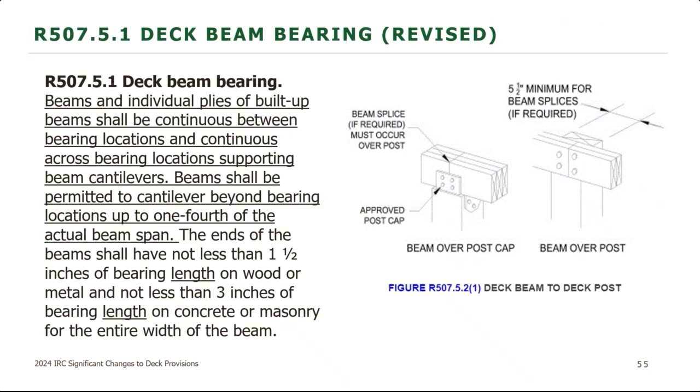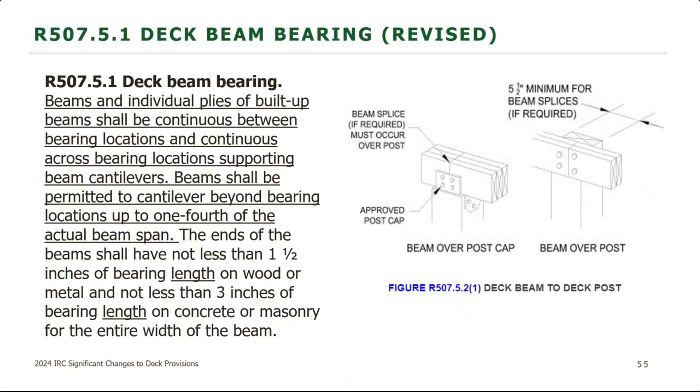So if you're just going over a post, that's where you have to have the individual plies or the beam itself bearing if you do need to splice some of those together. However, if you have that cantilever, then they don't want you to break it at that post just before the cantilever. It has to be continuous across that support when you have that cantilever on the end. So again, that was actually in the section before. They just slid it back down.